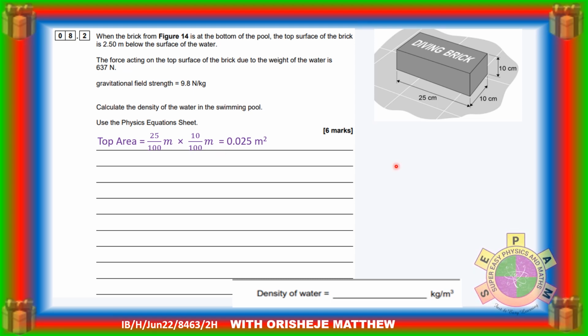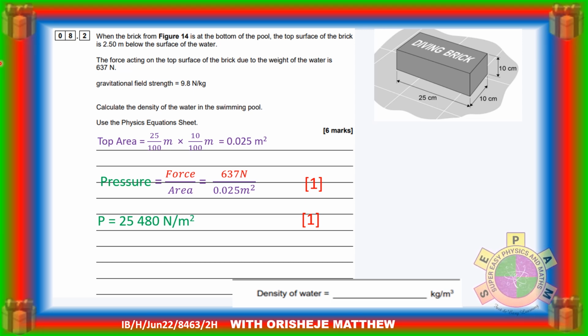Why do we calculate this? We are using the approach of finding pressure. Take note that the pressure is equal to force per unit area, and we were given the force and we've calculated the area. So if you divide, you can find the pressure. Then the next thing you need to know is that the pressure under a liquid is equal to the density of the liquid multiplied by the gravitational field strength, then multiplied by the depth.